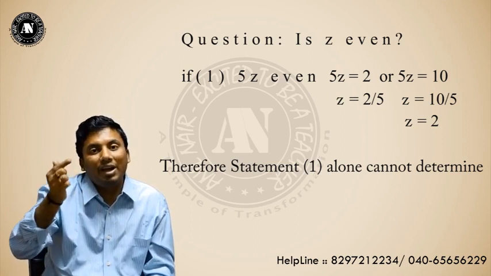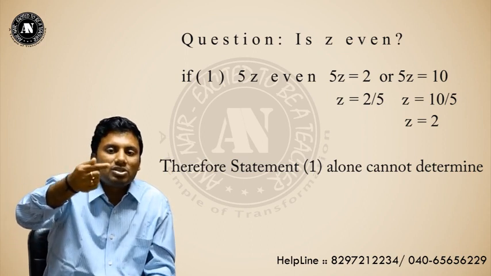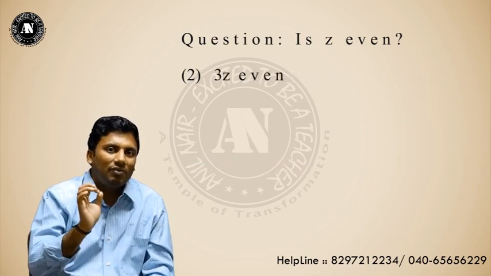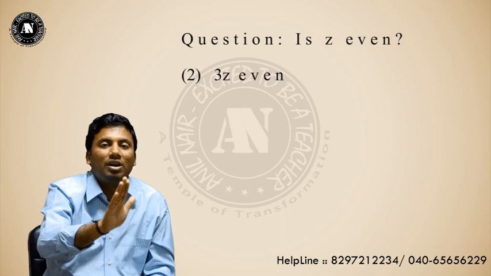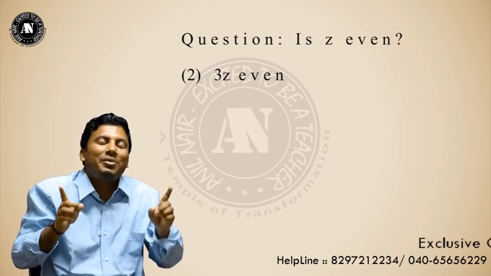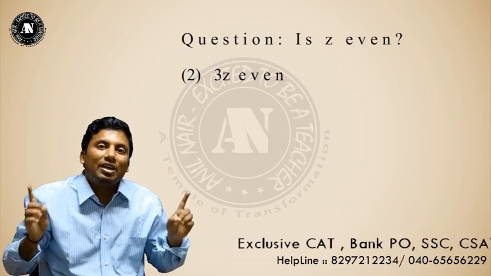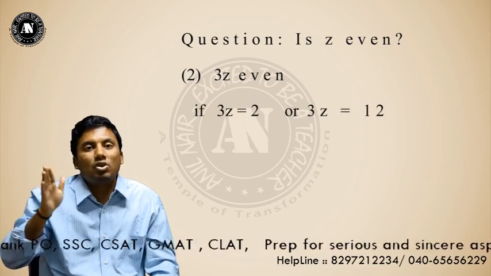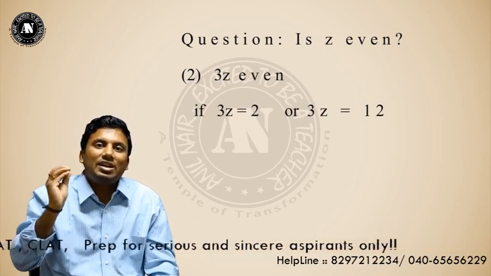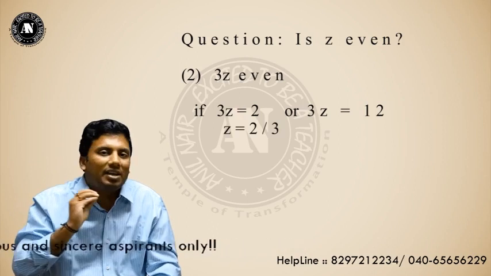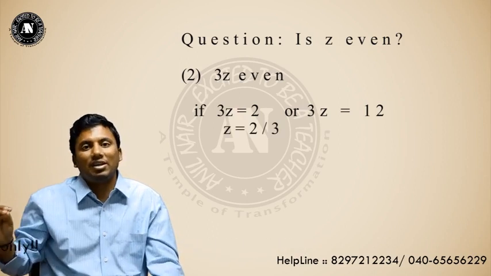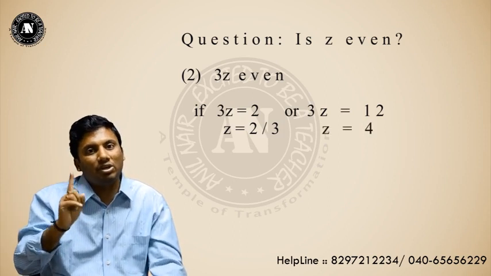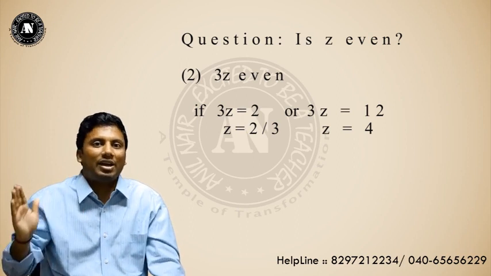If you get more than one answer option, then you will move from statement 1 alone to statement 2 alone. Please remember, when you are solving statement 2 alone, statement 1 does not exist. Statement 2 alone, 3Z is even. If 3Z is even, 3Z can be equivalent to 2 or 12. If 3Z is 2, Z is 2 by 3, which again is not even. If 3Z is 12, Z will be 4. 4 is even. Again by using statement 2 alone, you are getting more than one answer option.